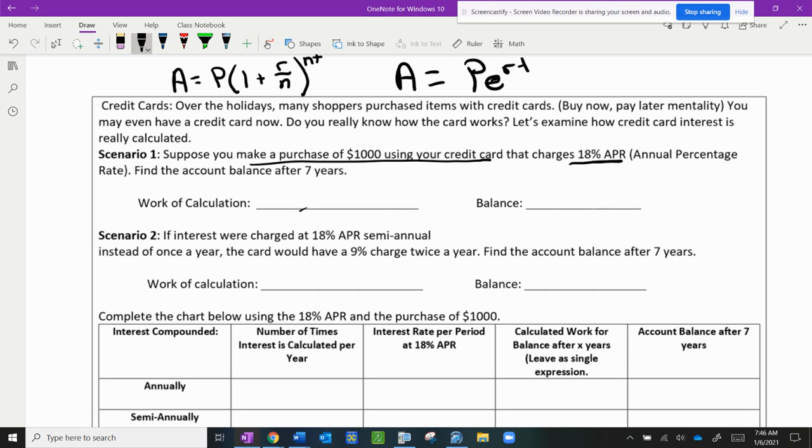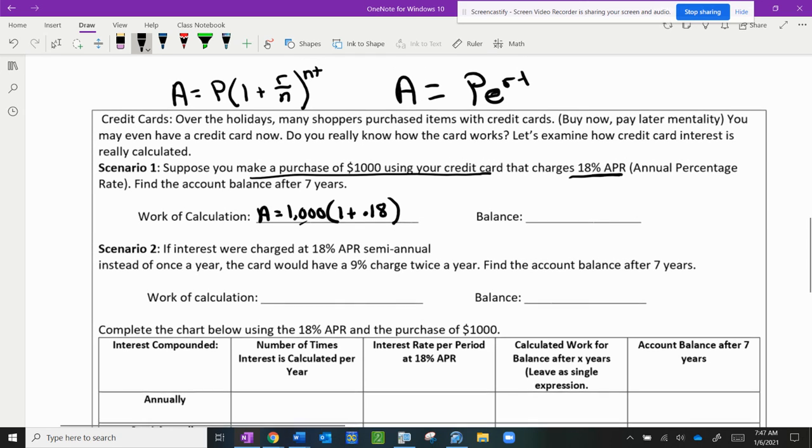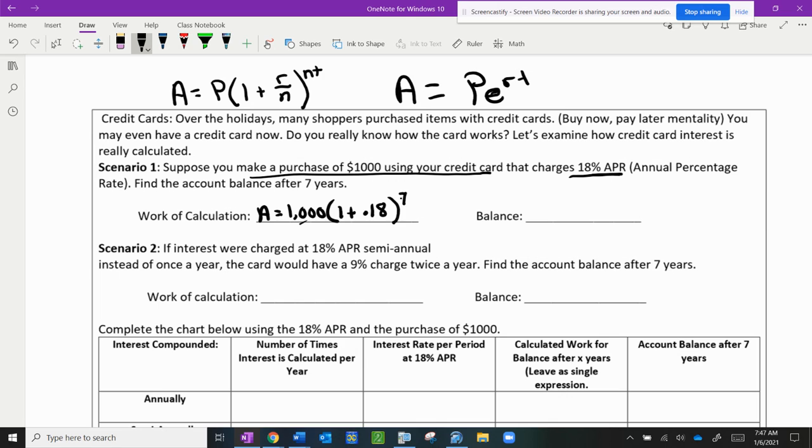So I'm going to say A is equal to the amount borrowed, which was $1,000, times 1 plus my rate, which is 0.18. The number of times compounded is going to be 1 on this one. So this would just be 0.18, and my n would be 1. So 0.18 divided by 1 is just 0.18. And then 7 years, my n is 1, so 1 times 7 is 7, using this equation right here.